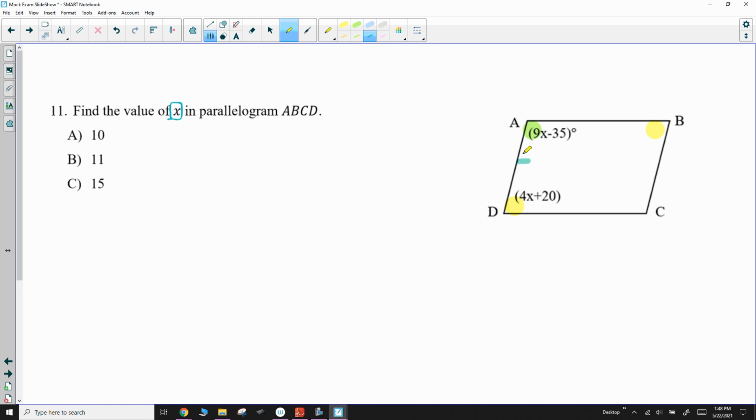So if I add these two angles together, their total is 180. So that's what I'm going to do. I'm going to say 4x plus 20 plus 9x minus 35 is equal to 180. 4x and 9x is 13x. 20 minus 35 is negative 15. I'm going to add 15 to both sides.